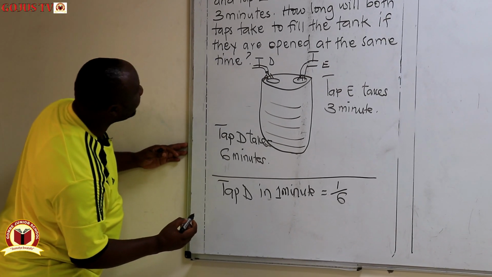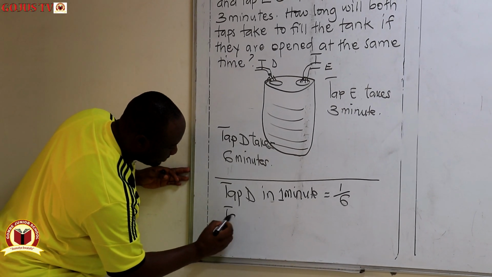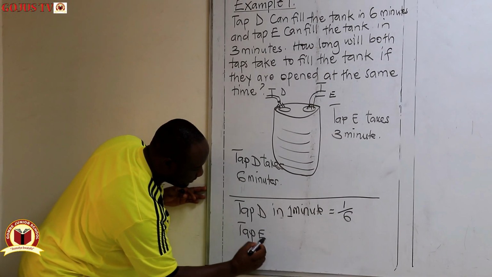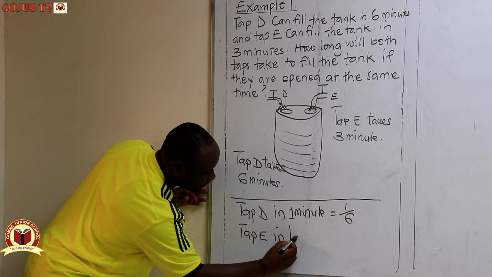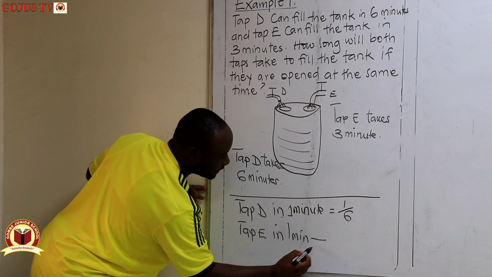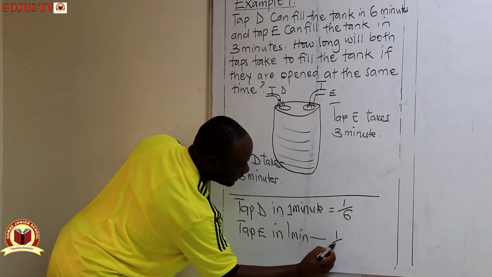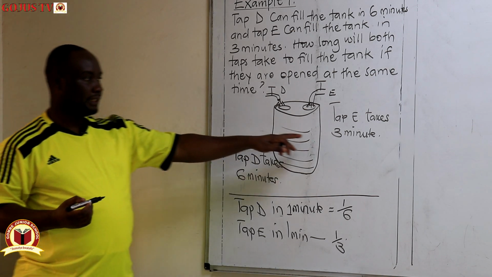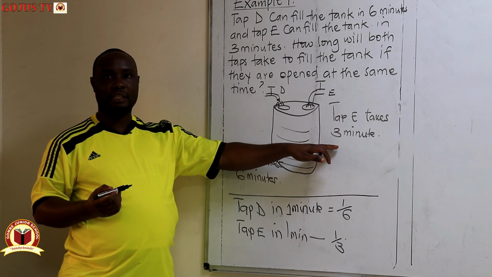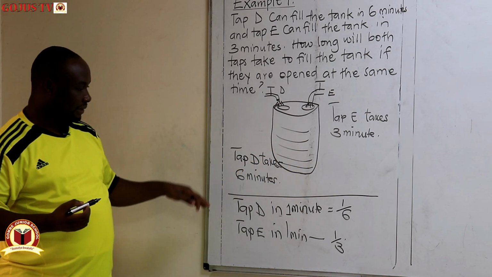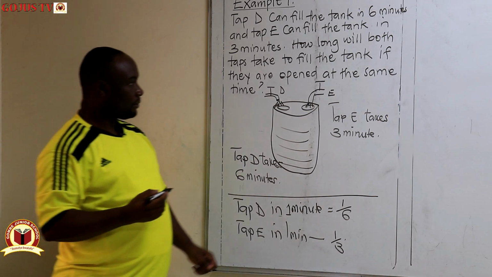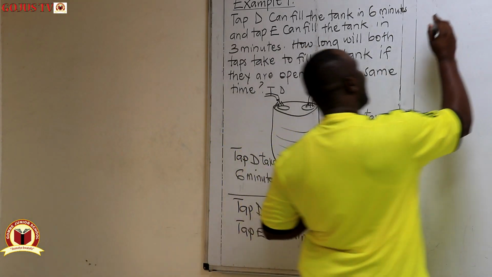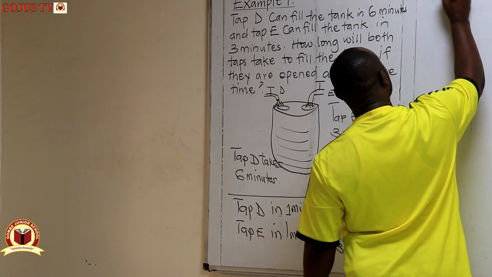Then tap E in 1 minute will put in a third of the tank because it takes 3 minutes. Our fractions are generated from the number of minutes each of them takes to fill the tanker. So we shall need to find out what both taps put in.